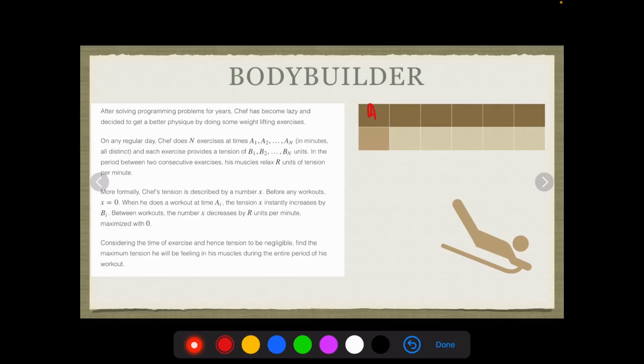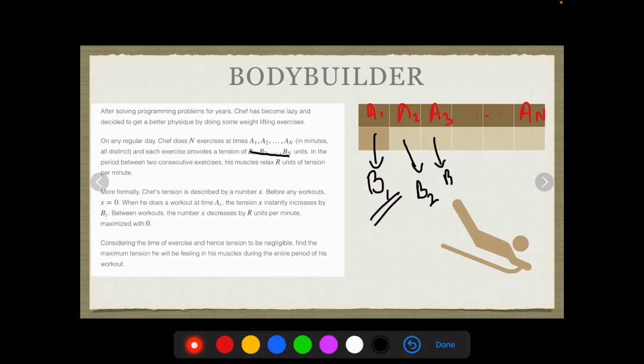So, A1, A2, A3, and so on. These are all the timestamps that you are given. And then each exercise provides a tension, B1 to Bn. So at each of these timestamps you are going to perform an exercise. The exercise is not defined, but in each case you are going to build up a tension in your muscle, and that amount will be given to us, don't worry.